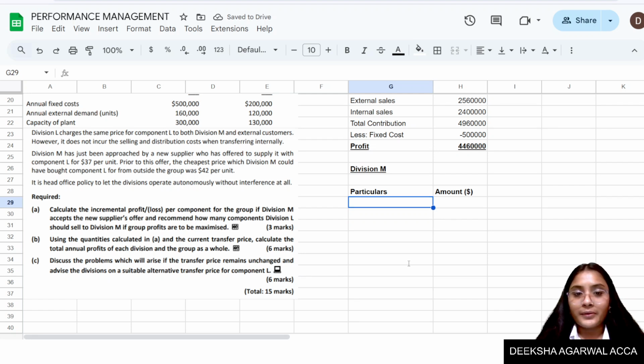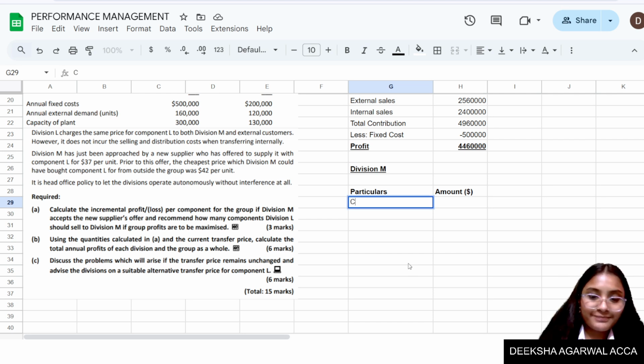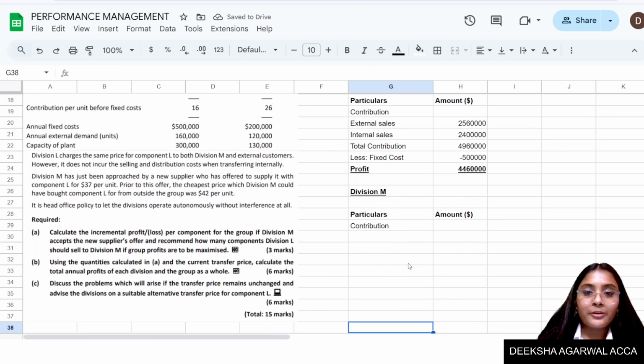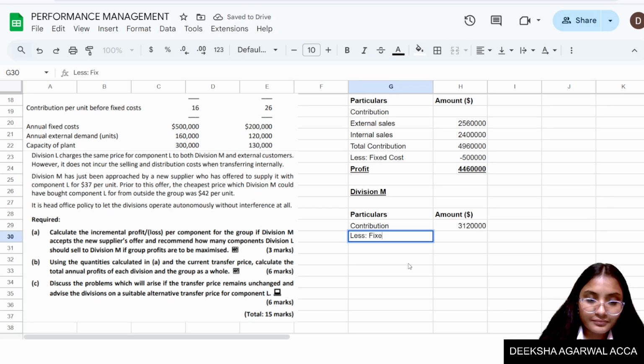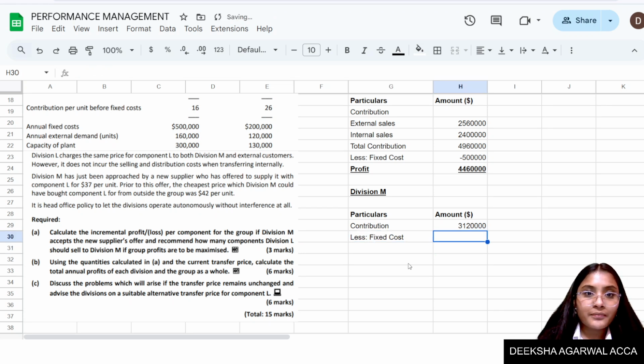Under division M, what you will be doing? You are going to take into consideration a few things. The first thing that you will be considering is obviously your contribution. How much is your contribution? 1,20,000 units and 26 is your contribution. Correct. Less fixed cost. How much is given to you? 2 lakh. And this is what your profit.